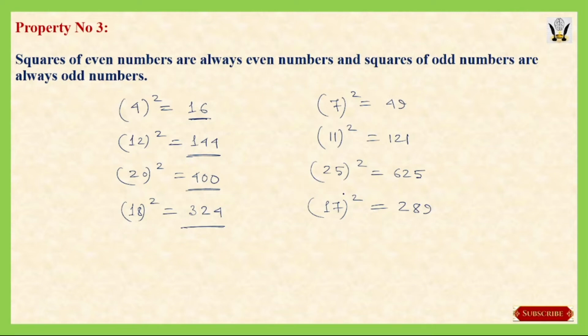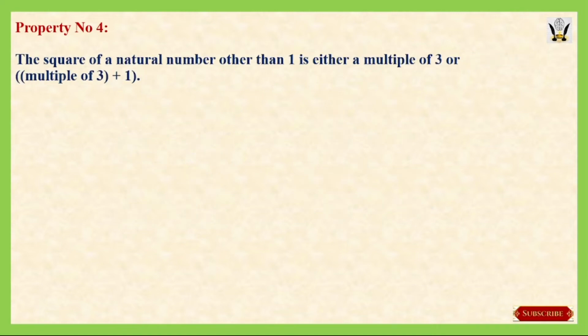Now let's see what the next property is. The next property says the square of a natural number. We already have the idea of a natural number. The square of a natural number other than 1 is either a multiple of 3 or a multiple of 3 plus 1. Let's understand this property with examples.